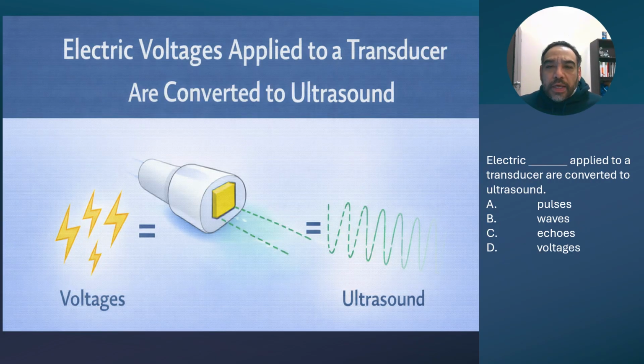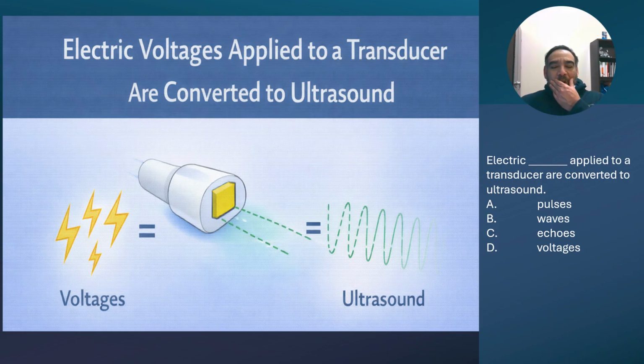Okay, the next question. Electric blank applied to a transducer are converted to ultrasound. A is pulses, B is waves, C is echoes, and D is voltages. Okay, and so the correct answer here is voltages.